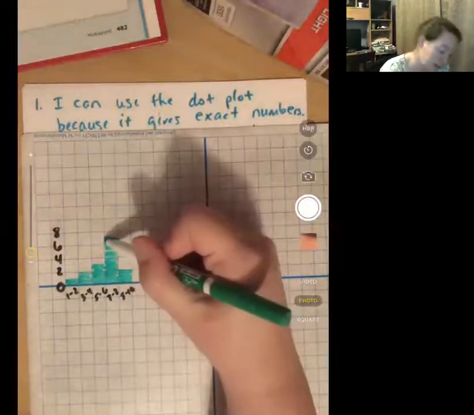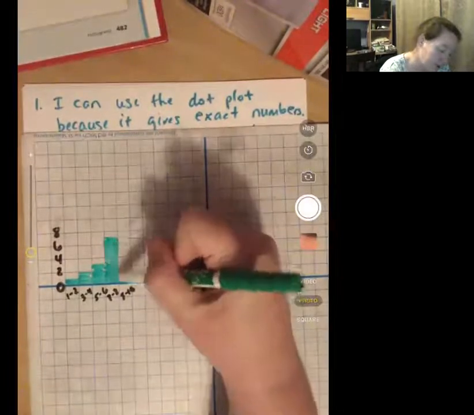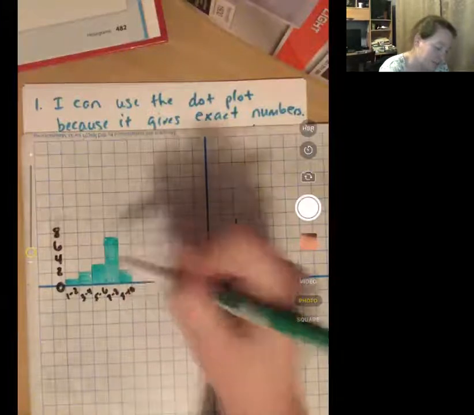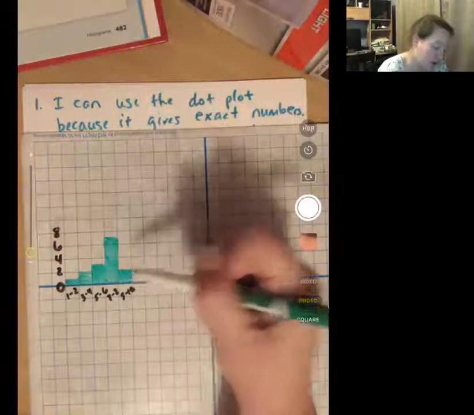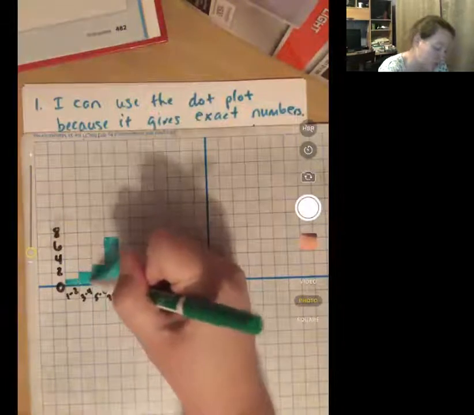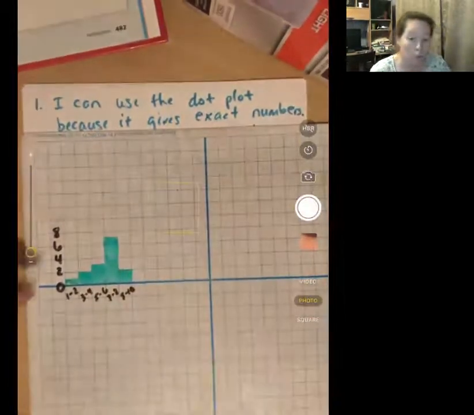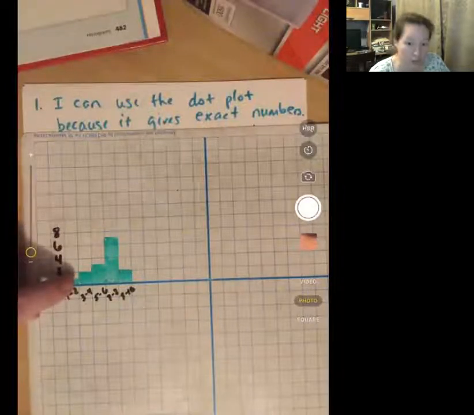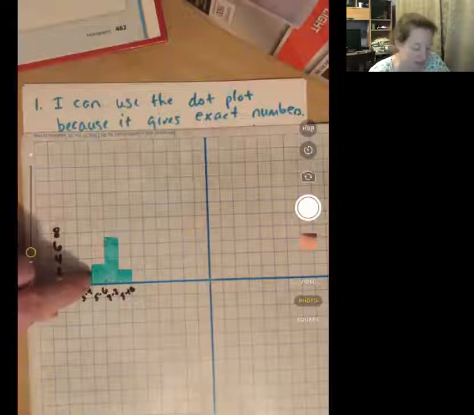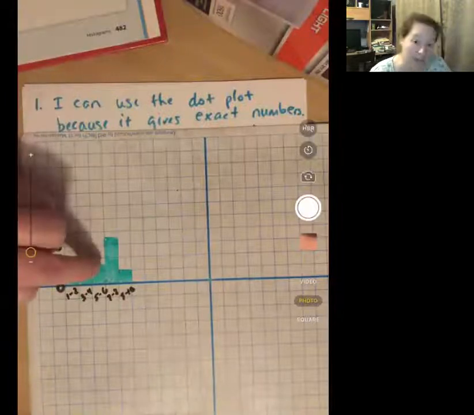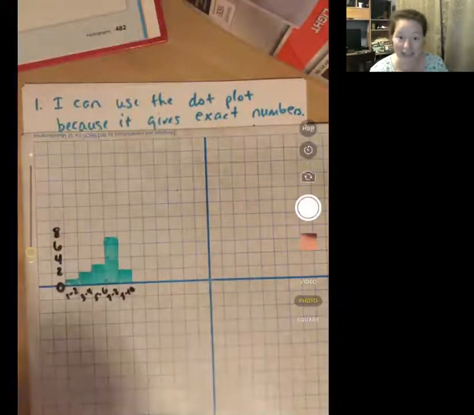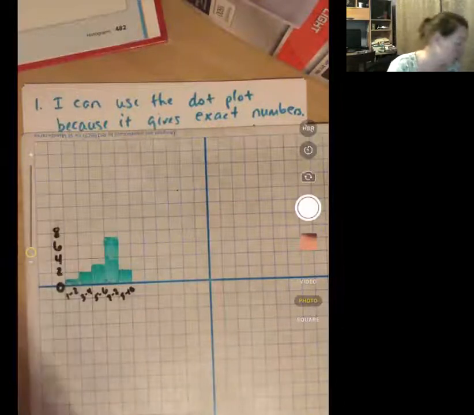All right, so that's my histogram. Not a bar graph, it's a histogram. And so I ended up with one score between 1 and 2, two scores between 3 and 4, three scores between 5 and 6, seven scores between 7 and 8, and two scores between 9 and 10. You should have gotten exactly the same thing on yours.